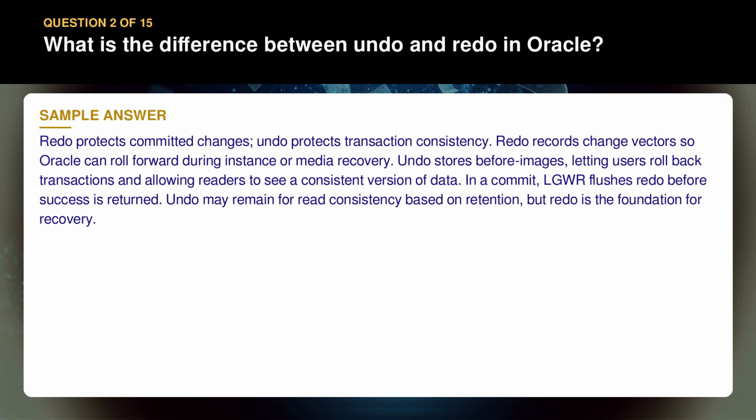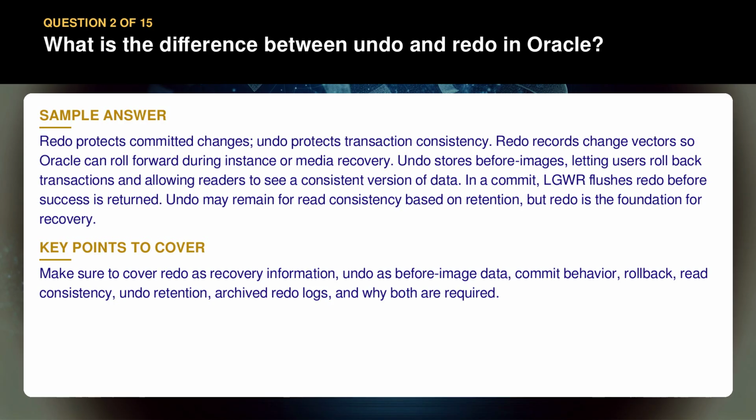In a commit, LGWR flushes redo before success is returned. Undo may remain for read consistency based on retention, but redo is the foundation for recovery. Make sure to cover redo as recovery information, undo as before image data, commit behavior, rollback, read consistency, undo retention, archived redo logs, and why both are required.